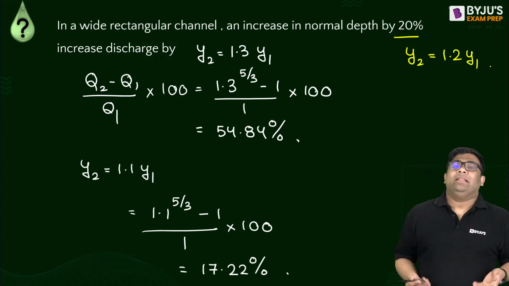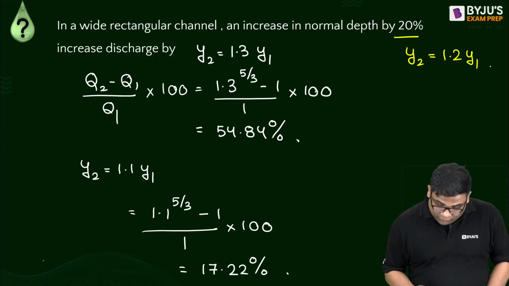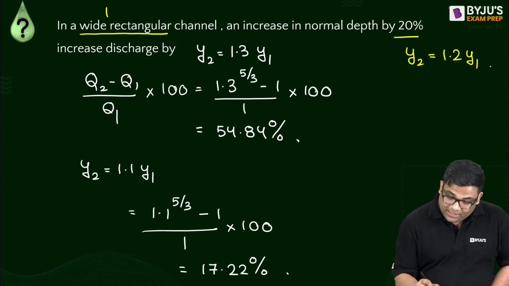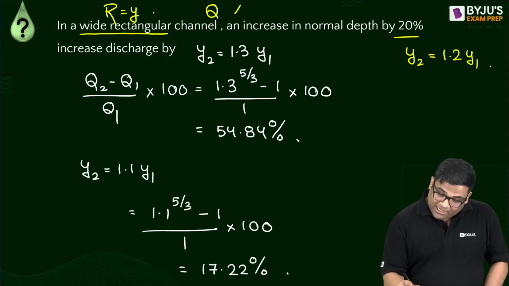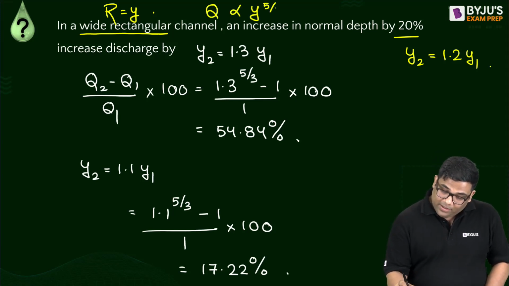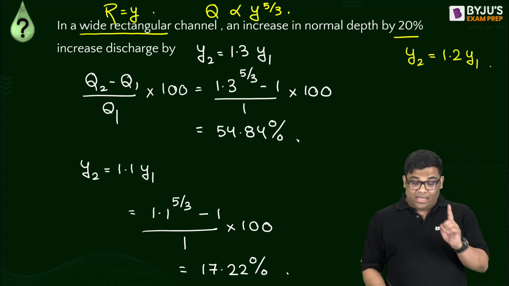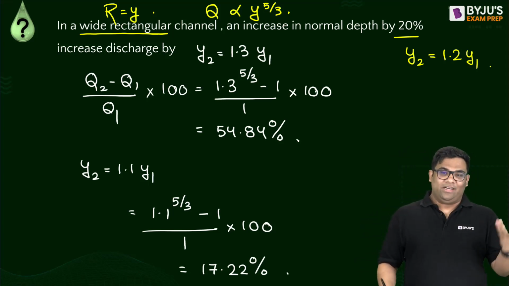So you can easily solve this. But here the catch is that it should be a wide rectangular channel. Then R will be equal to Y, and I can say the discharge is proportional to Y to the power 5 by 3. This can be applicable only for a wide rectangular channel. Very nice, very good.